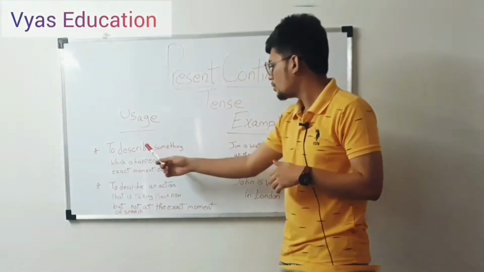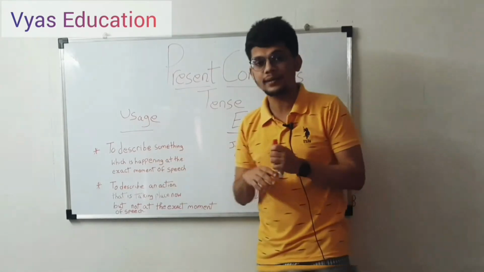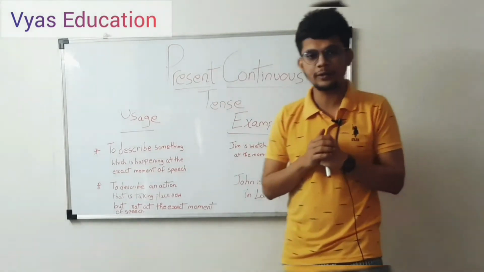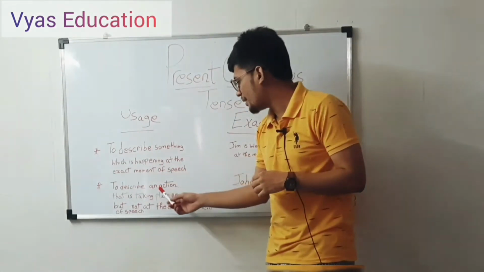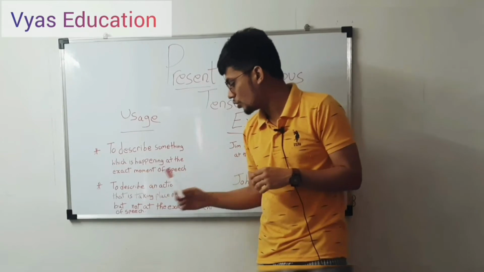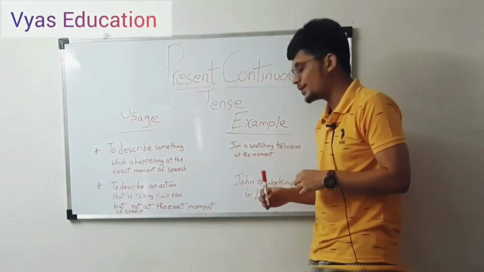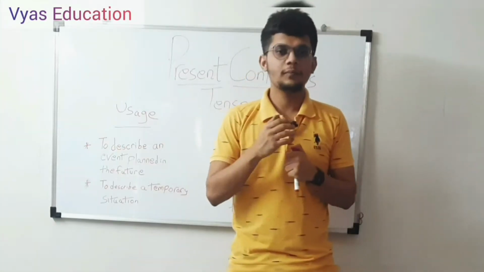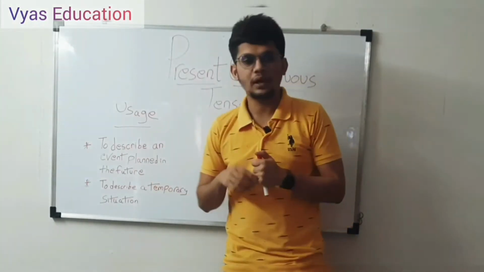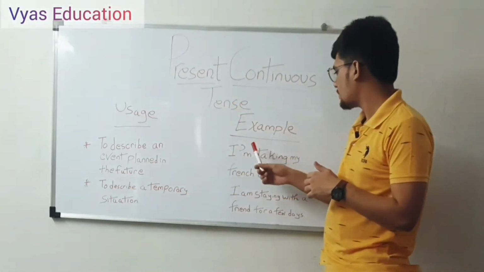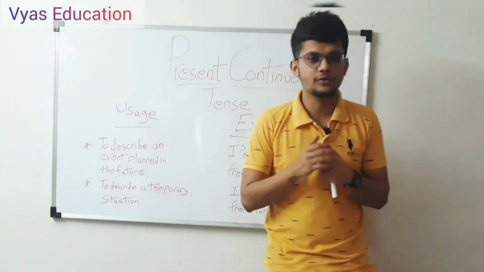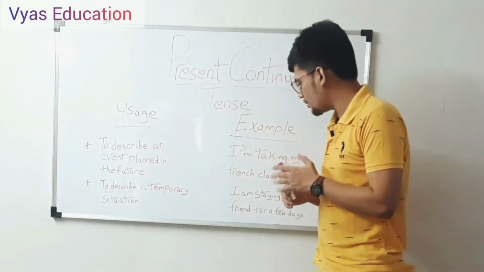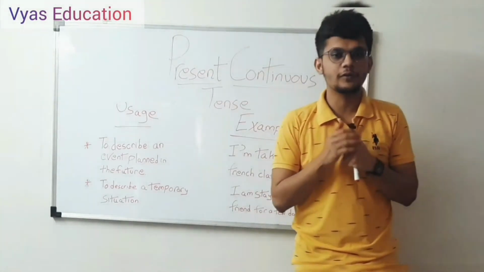Number one usage, to describe something which is happening at the exact moment of speech, and its example is Jim is watching television at the moment. Number two usage, to describe an action that is taking place now but not at the exact moment of speech, and its example is John is working in London. Number three usage, to describe an event planned in the future, and its example is I am taking my French class on Tuesday. Number four usage, to describe a temporary situation, and its example is I am staying with a friend for a few days.